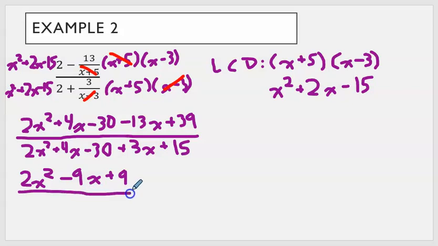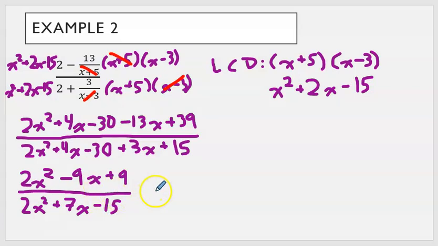Now we'll combine like terms in the denominator as well. Again, there's only one x squared term, so that just stays as is. I have 4x and 3x. These are like terms, so I can combine them to get 7x. And then we have negative 30 and positive 15, which is negative 15.